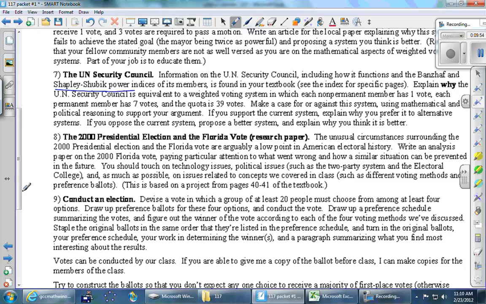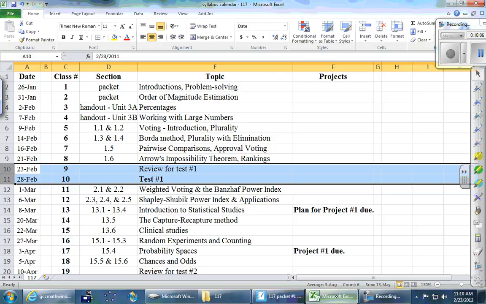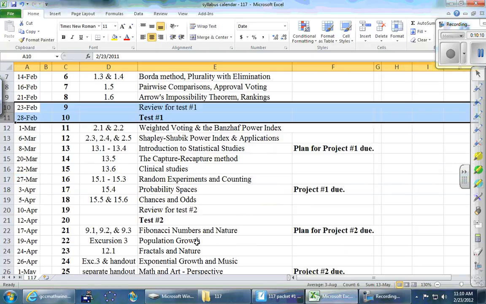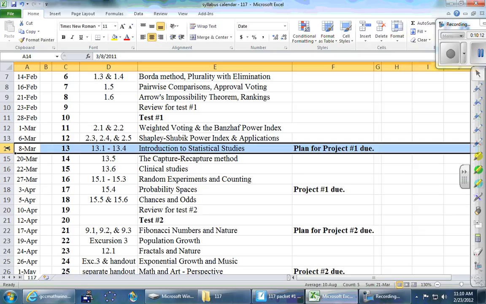Lots of information for you to read through on your own about the projects. We'll talk about them a little bit more in class after the test, but just go back to that calendar and point out that even though it's still a little ways away before it's due, it is coming. So if I were to scroll down to here, there is a plan for your project due on March the 8th. It's not too far from now.